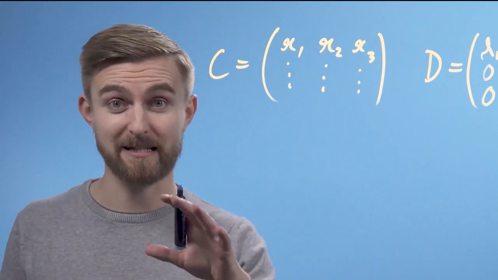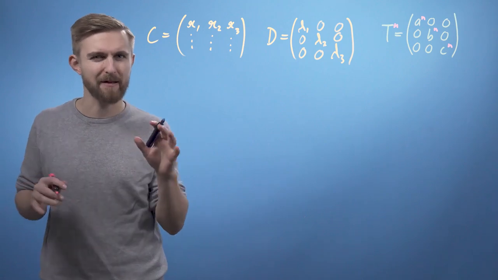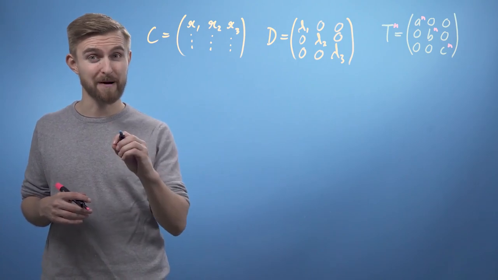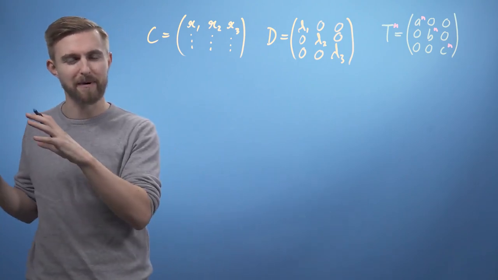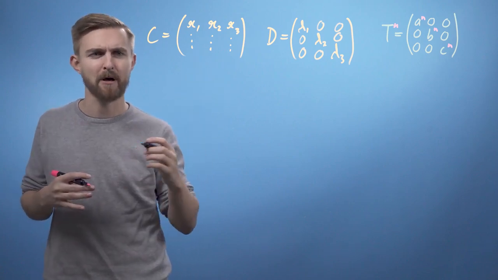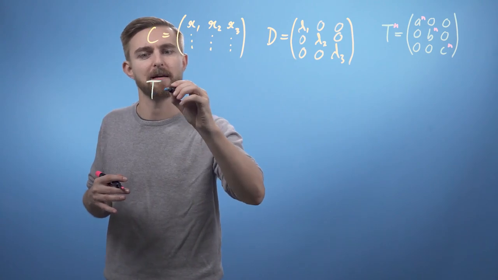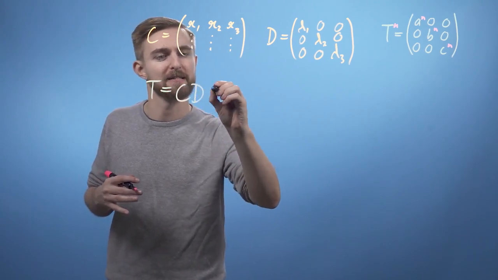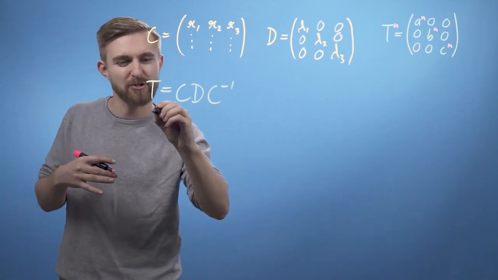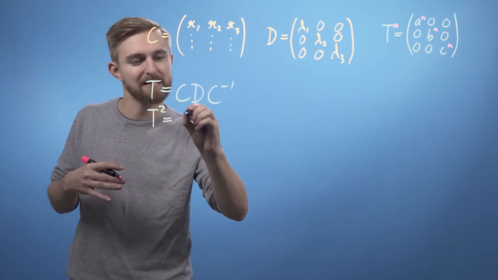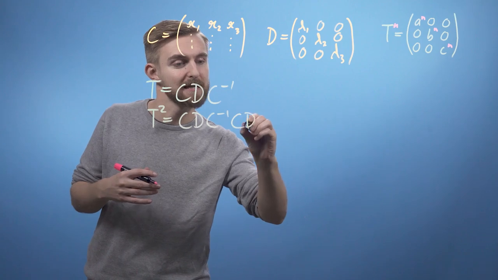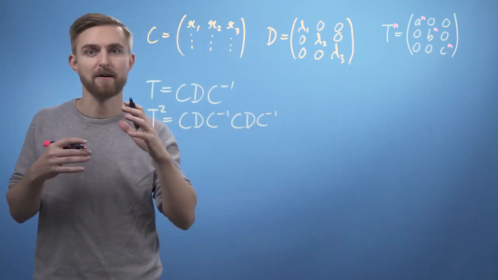The final link that we need to see is the following. Bringing together everything we've just said, it should now be clear that applying the transformation T is just the same as converting to our eigenbasis, applying the diagonalized matrix, and then converting back again. So T equals C D C inverse, which suggests that T squared can be written as C D C inverse multiplied again by C D C inverse.